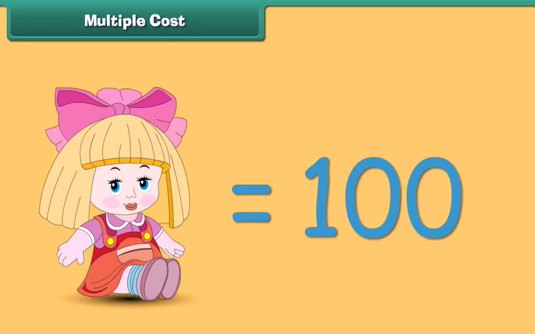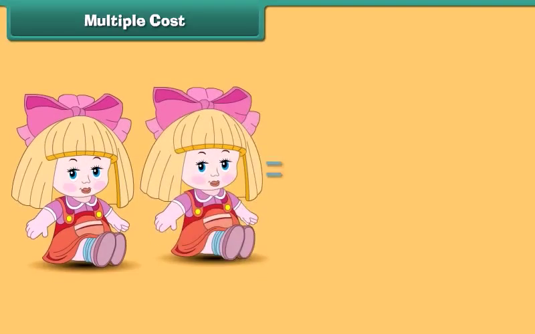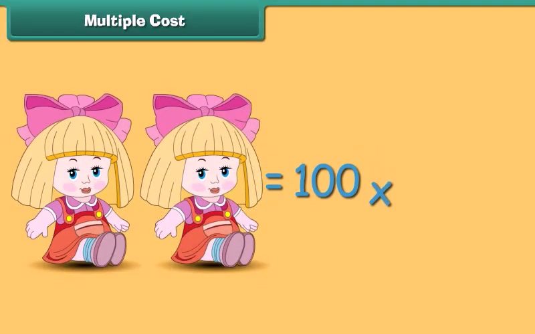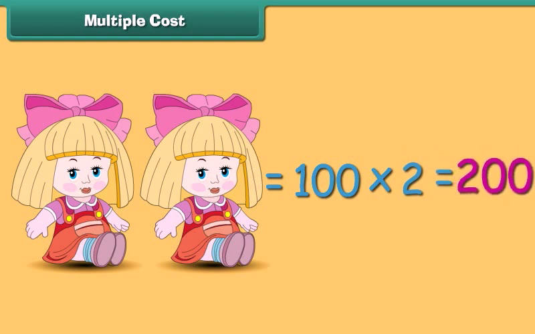The multiple cost of 2 dolls is equal to rupees 100 multiplied by 2. The multiple cost of dolls is rupees 200. A multiple cost is the cost of more than one and is calculated as unit cost multiplied by number of items.